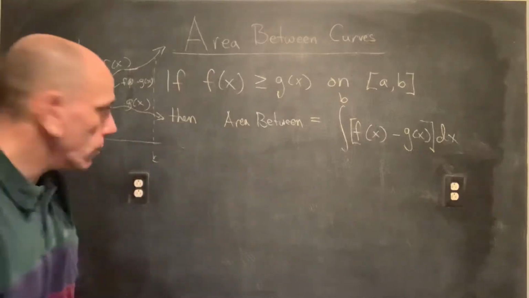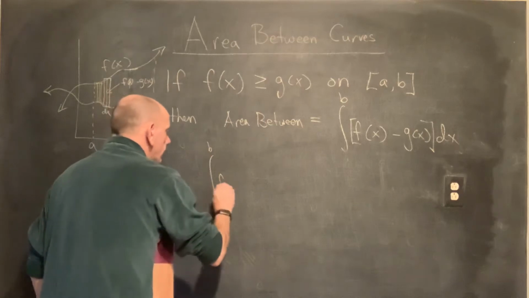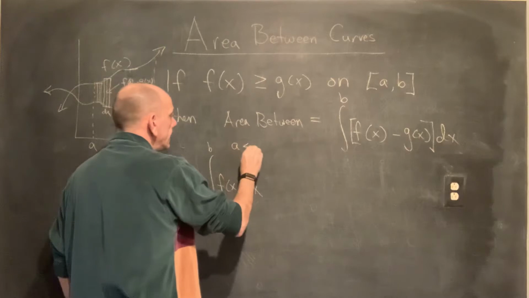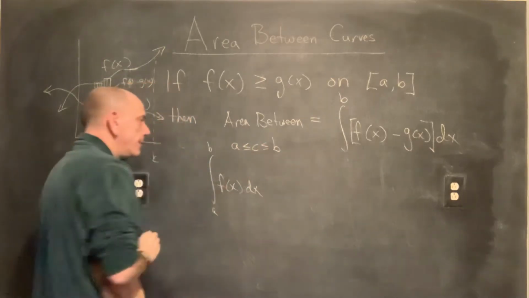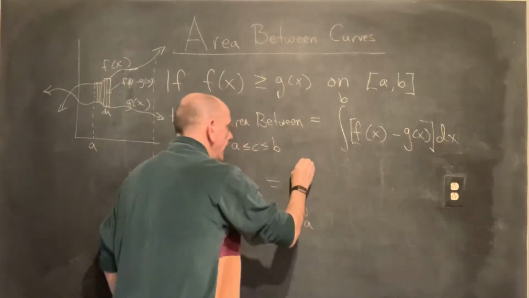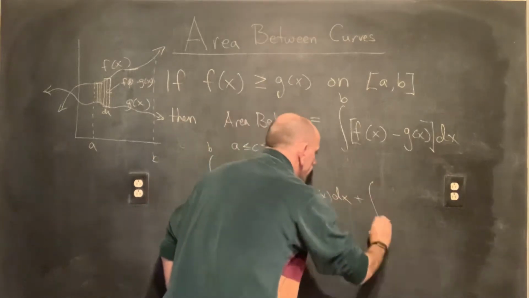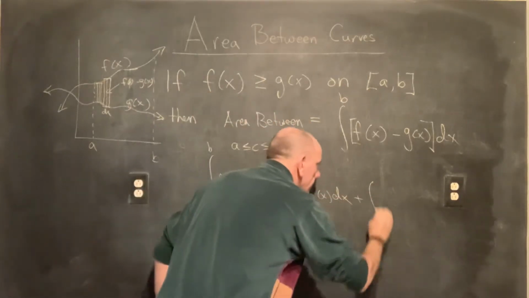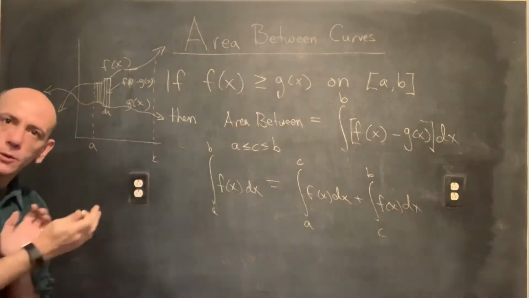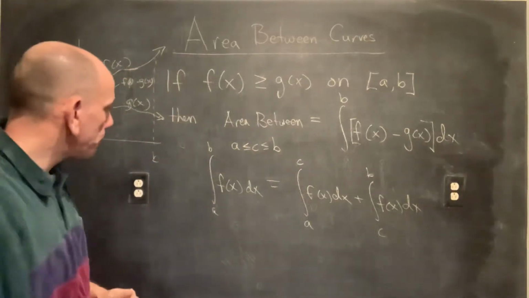Now, we have another rule. It says if I have the integral from a to b of some function f of x dx, and I have some c in between a and b, then I can split that apart, and I can go from a to c of f of x dx plus the integral from c to b of f of x dx. So I can split integrals apart, provided that I have some value in between.